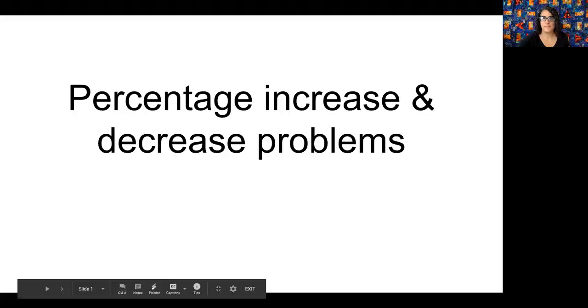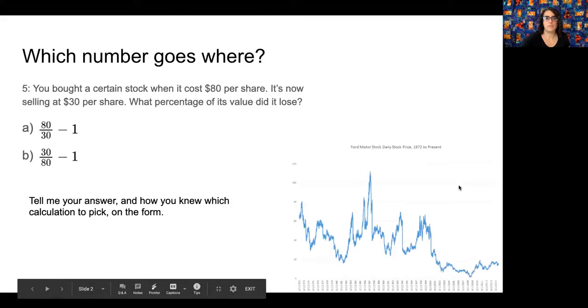So what I'm going to do today is go over a few of the problems off the percentage increase and decrease homework assignment and highlight some important things to think about and maybe answer some questions that you might have been confused by. So let's slides. There we go. Percentage increase and decrease problems.